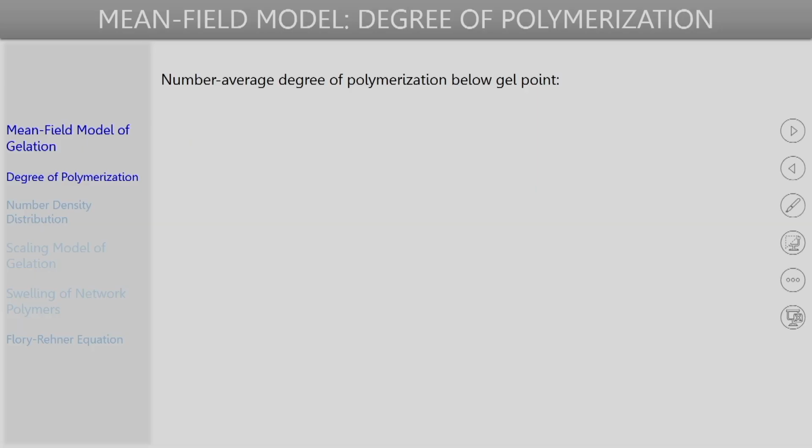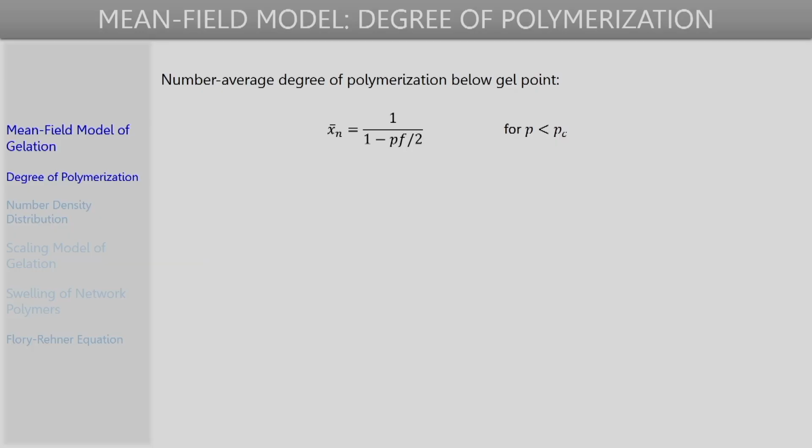So, if we now consider the number average degree of polymerization below the gel point, we are still continuing with this mean field model of gelation. Using this model, the result for the number average degree of polymerization below the gel point is xn bar equal to 1 over (1 minus Pf/2), and this is valid for P less than Pc, so when we are below the gel point. From this number average degree of polymerization, of course, one can also obtain the number average molar mass simply by multiplying xn bar by the molar mass of a monomer.